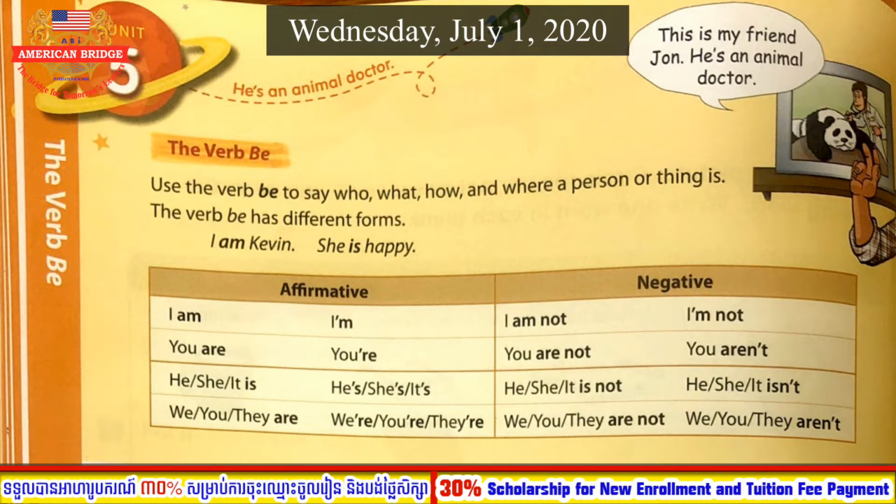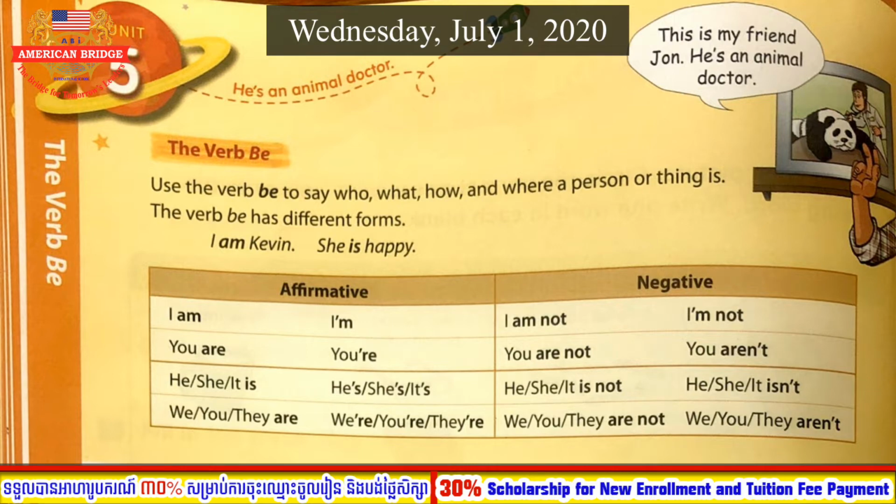Be here is verb to be, right? Am, is, are. So when do we use verb be? We use the verb be to say who, what, how, and where a person or thing is. Example, we use be to say who. Example, who are you? Who are you? And then you say, I am a student, or I am a teacher, or I am a doctor. Or sometimes you can tell your name. Who are you? I am Mr. Kim Long, example. So we use be to say who the person is.